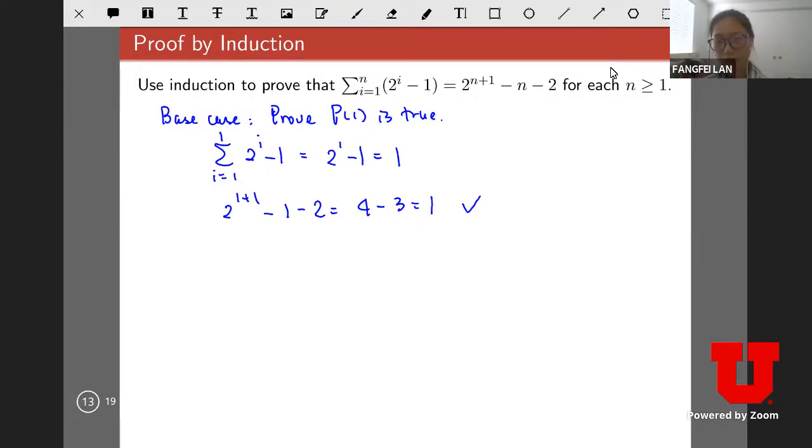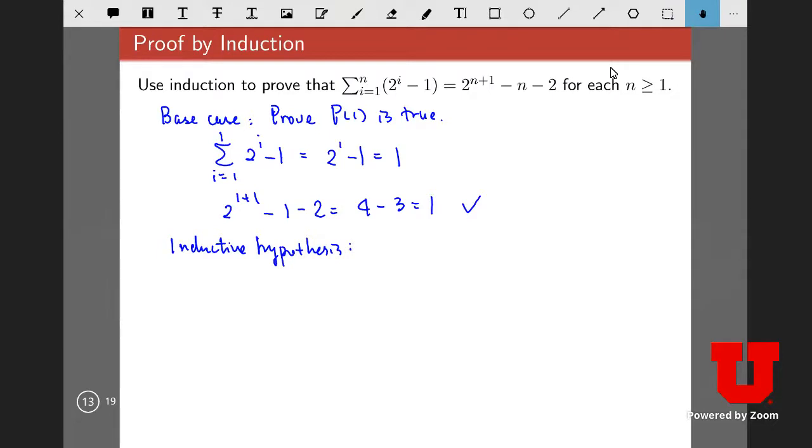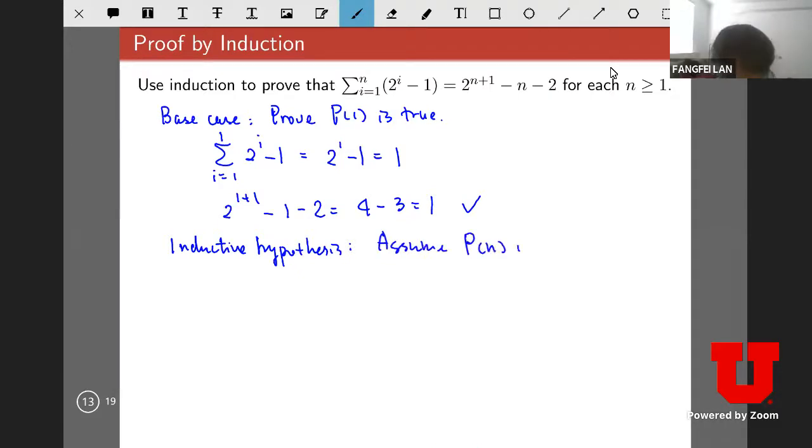What do we do now? What's the next step? The inductive hypothesis. Yes, exactly. And what is the inductive hypothesis? What do we assume to be true? So assume Pn is true. And Pn is basically this statement right here.